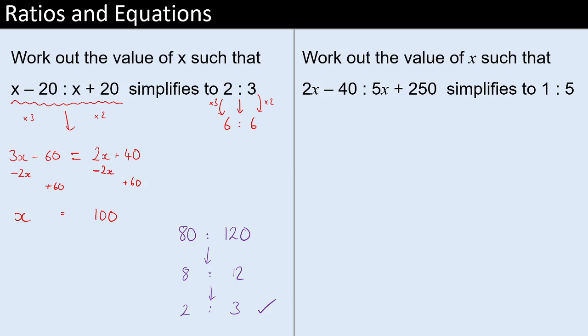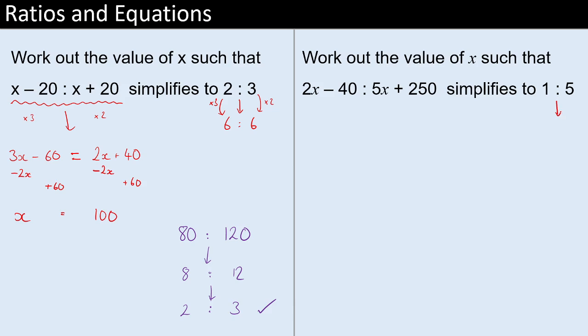Okay, so hopefully you've given this a good go, and we're going to see now if we were right with what we want to do. So similar to before, I want to work out the value of x such that this simplifies to that. And what we need to do is make our ratios equal. Now, I've got two choices here. I can either scale up so that they both have the same, or I can scale down so that they both have the same. We scaled up in the left-hand one, so let's do the same here.